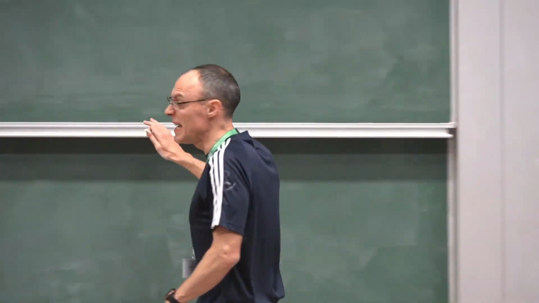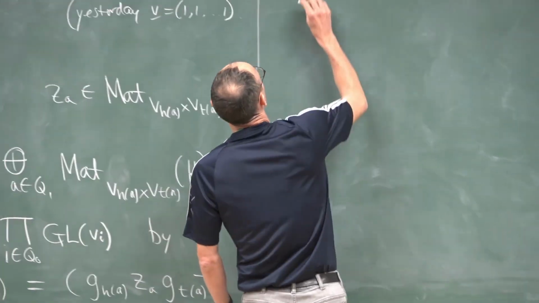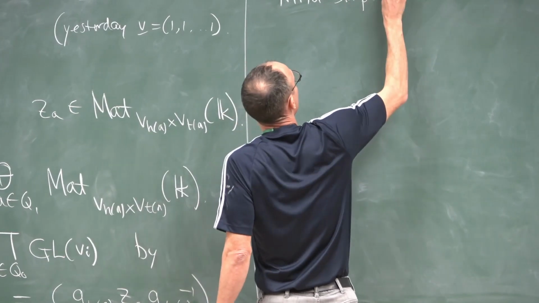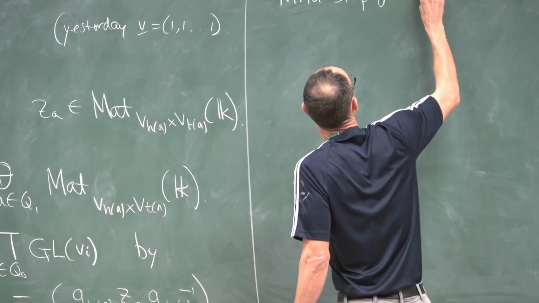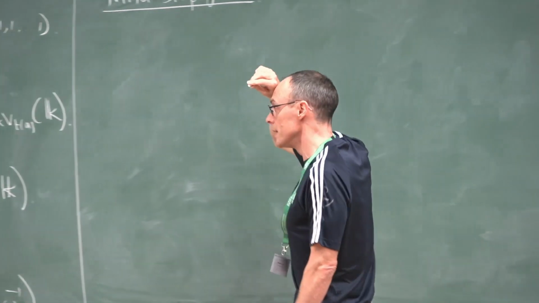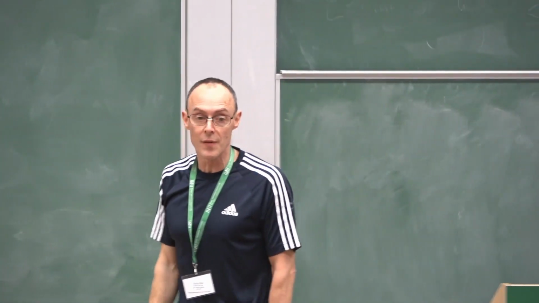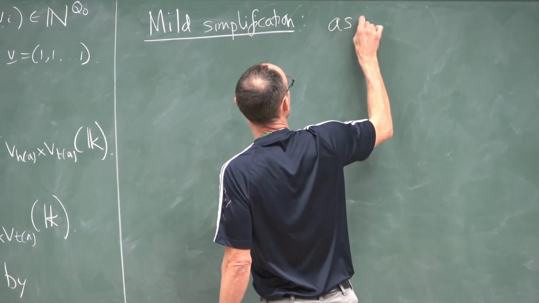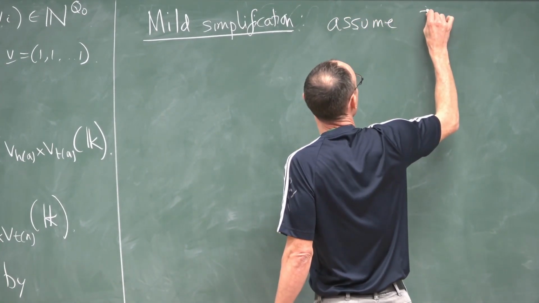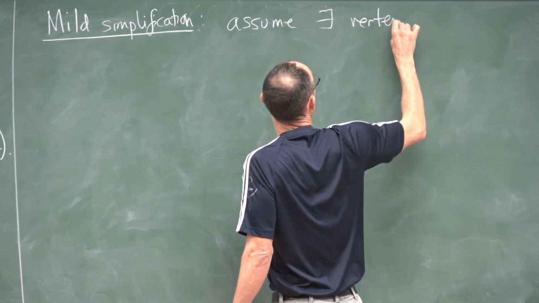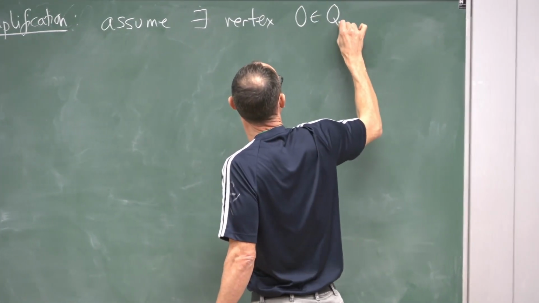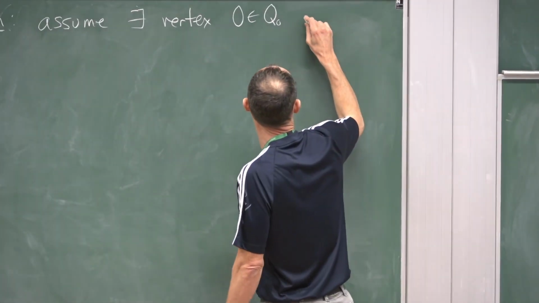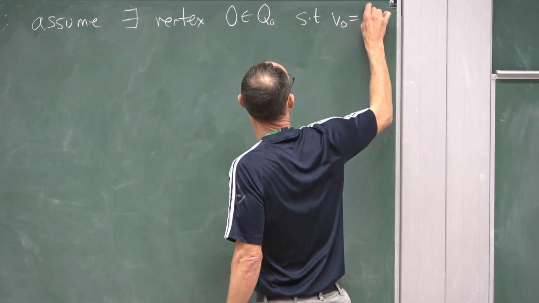Just to make my life easier, and it doesn't actually change anything, I'd like to make a mild simplification, and it's not a bad place to start. My dimension vector, I'm going to ask that one of its components is 1. So I'll just assume for the rest of the talk there exists a vertex, I'll call it vertex 0 out of habit, for which v sub 0 equals 1.